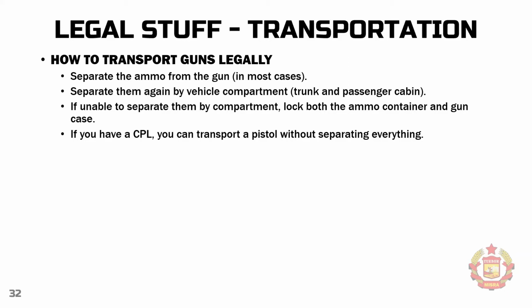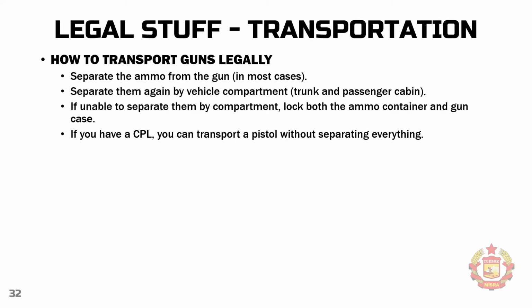The best thing to do is to separate the ammo from the gun, both by vehicle compartment and by container, right? So, for example, what I always do is I have a separate trunk area. Again, maybe if you have a Jeep, this isn't very feasible because the trunk, quote unquote, is in the same vehicle compartment. Anyway, what I always do is I keep my firearm in the trunk, in its own locked container, and then I keep my ammunition in the back seat, again in its own locked container. It's the best way to make sure that you're transporting things safely and legally.